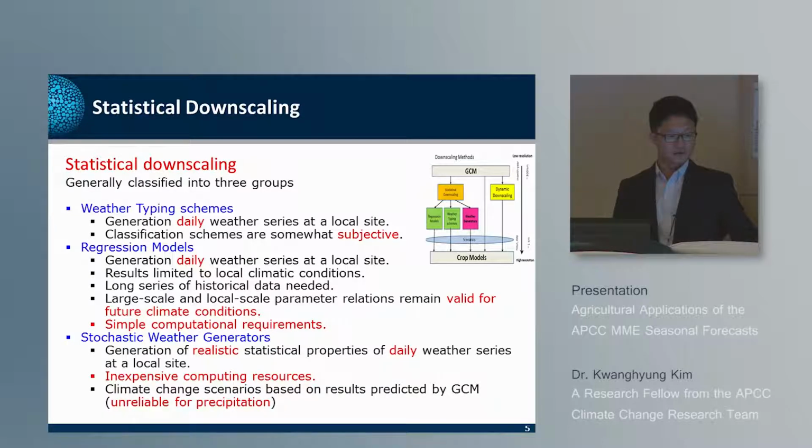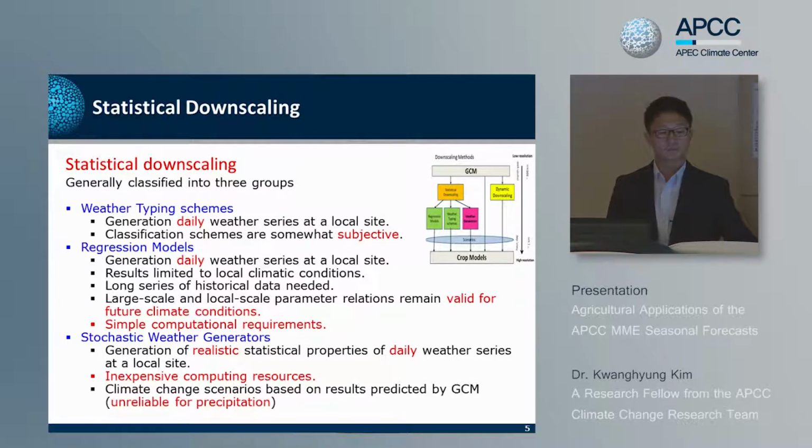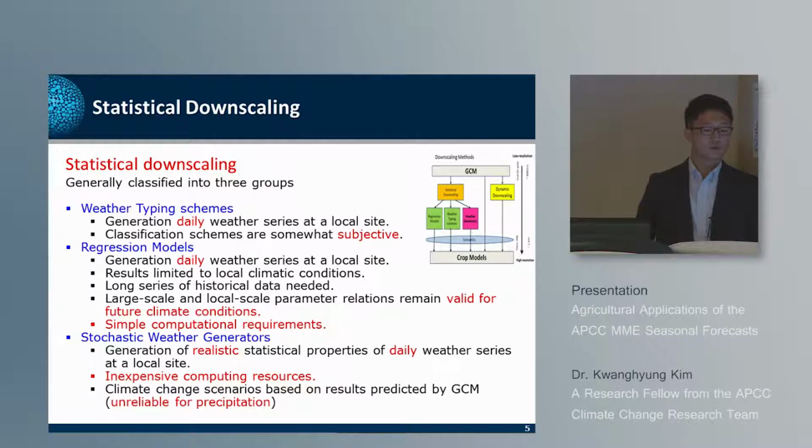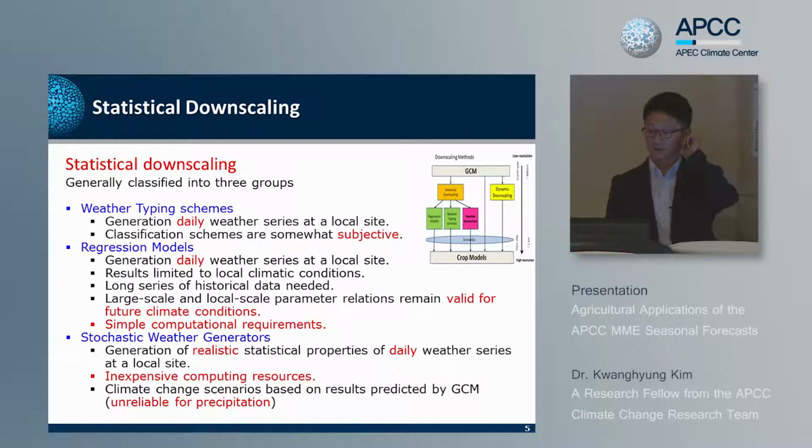Statistical downscaling is generally classified into three groups: weather type schemes, regression models, and stochastic weather generators. These methods have been used for climate change scenario downscaling so far, and each has its own pros and cons. However, the fact of the matter here is that we do not know which method is better, I mean, which is actually appropriate for seasonal forecasting applications. Downscaling was not just simply choosing one out of many for us. We had to develop our own strategy.